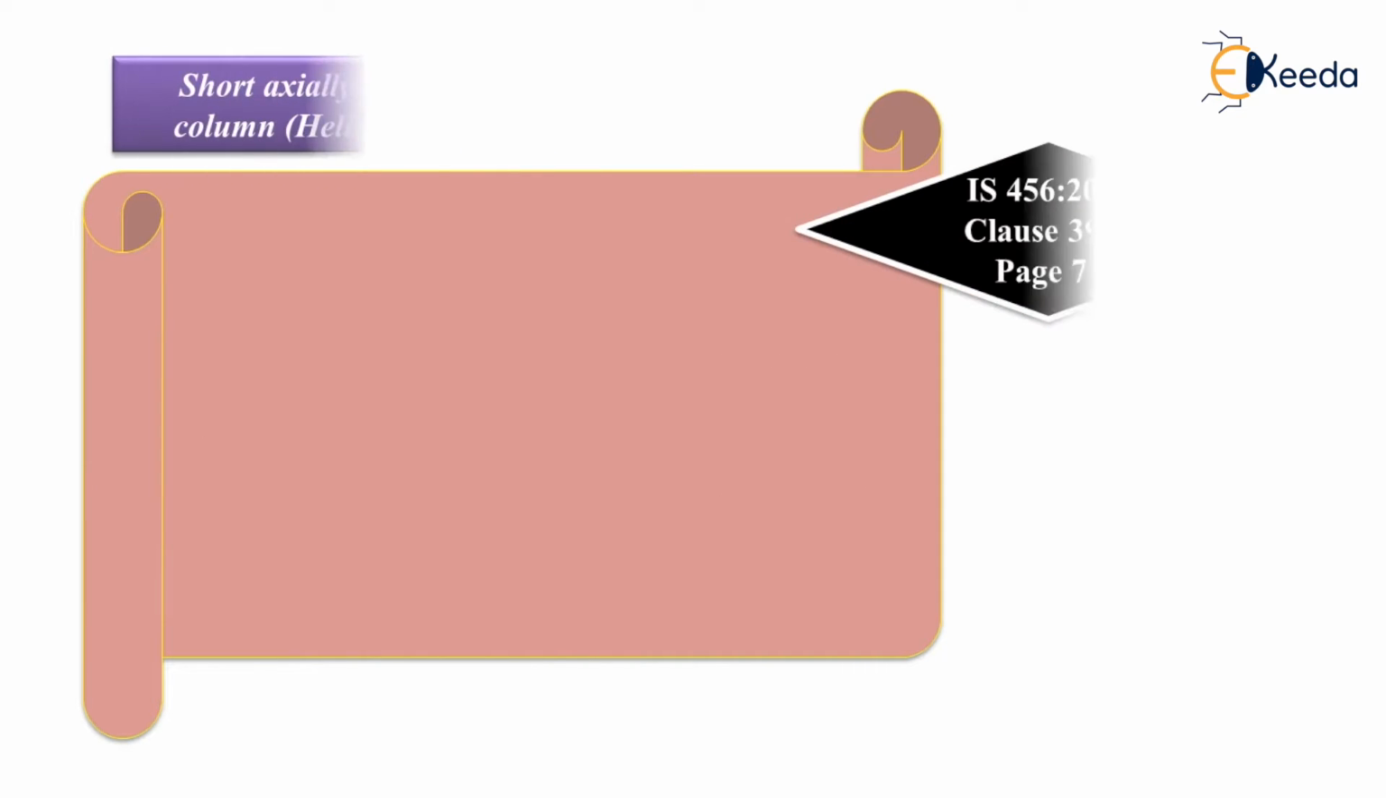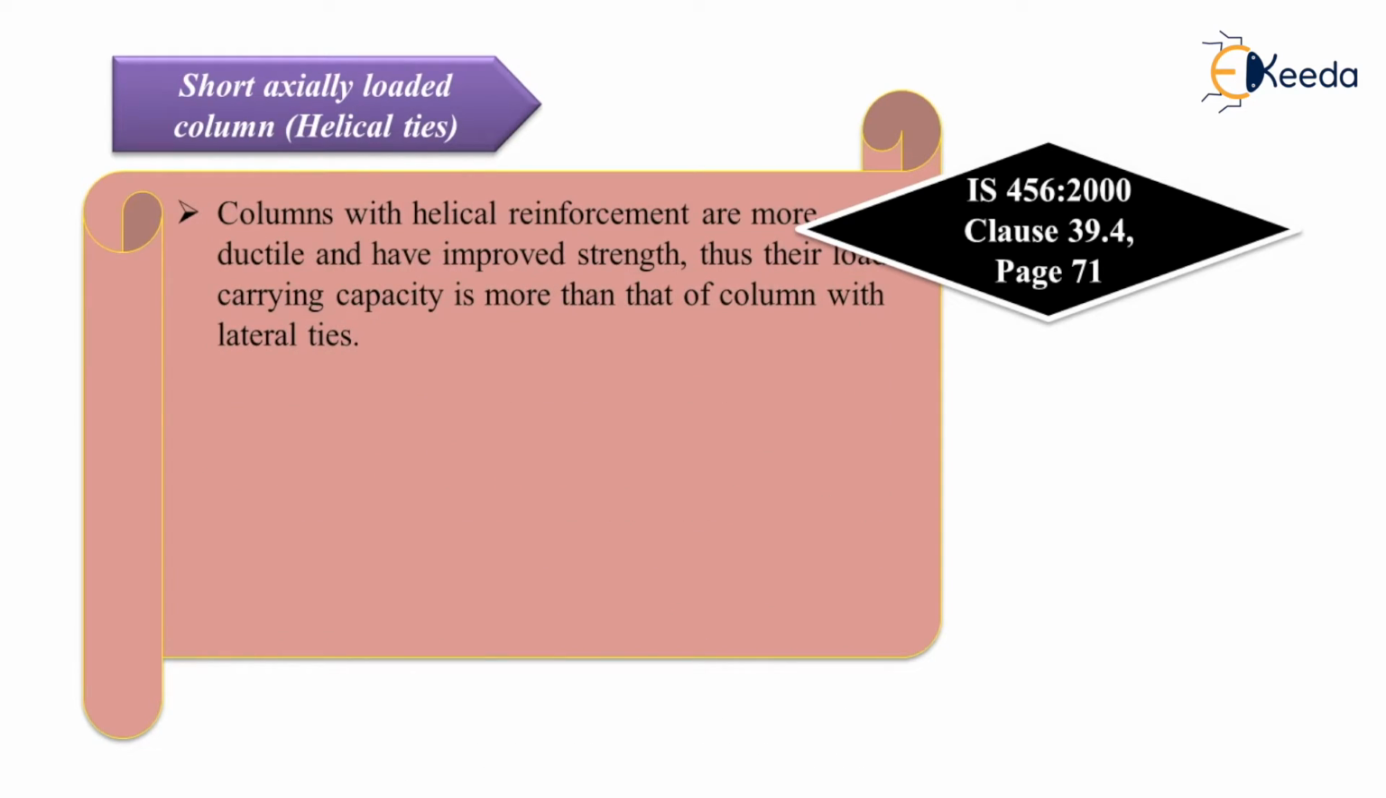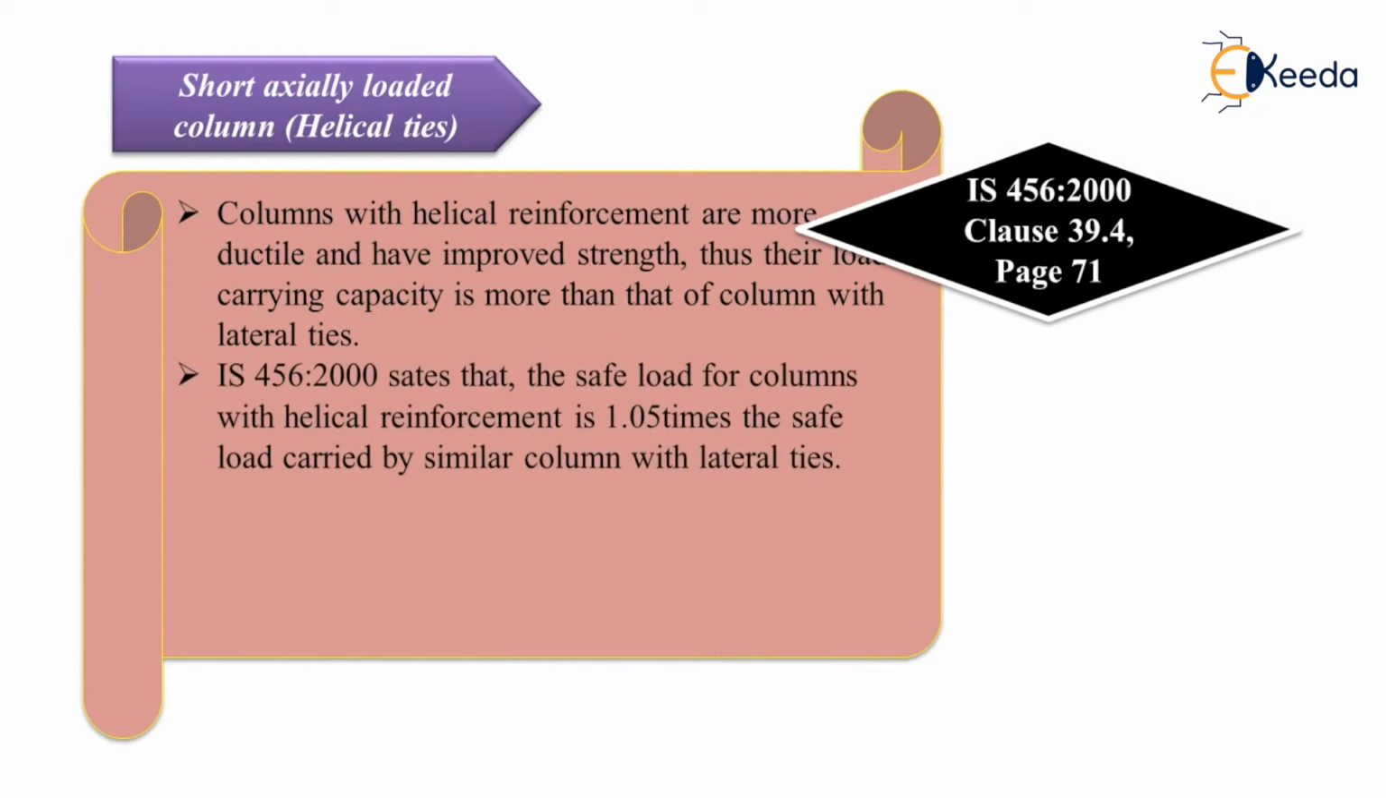Now we will see short axially loaded column with helical reinforcement or spiral reinforcement. Clause number 39.4 of IS 456-2000, page number 71, gives some recommendations for short columns with helical reinforcement. And we know that columns with helical reinforcement or spiral reinforcement are more ductile and have improved strength, and thus their load carrying capacity is more than that of the column with lateral ties. Hence, as per IS 456-2000, the safe load for the column with helical reinforcement is 1.05 times the safe load carried by the similar column with lateral ties.